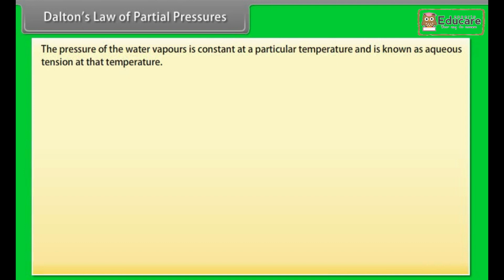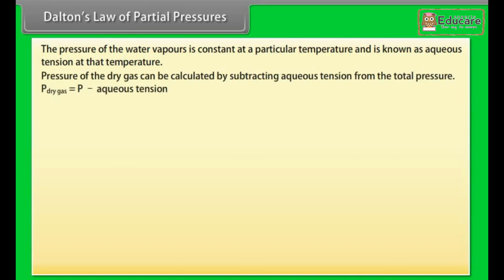The pressure of the water vapor is constant at a particular temperature and is known as aqueous tension at that temperature. The pressure of a dry gas can be calculated by subtracting aqueous tension from the total pressure. P dry gas = P − aqueous tension.